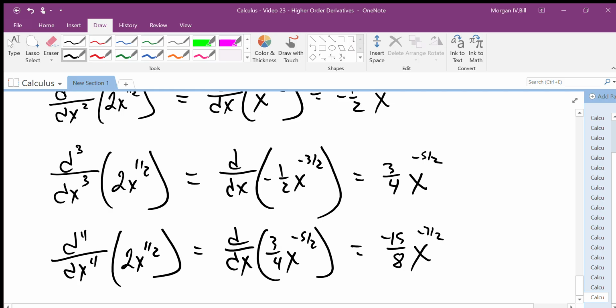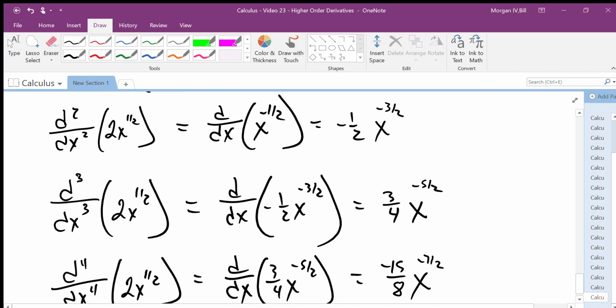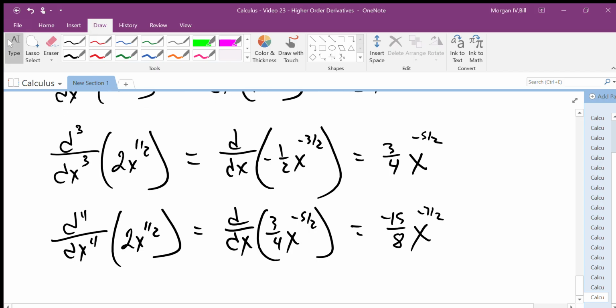One of the patterns is, and this one should be recognizable, we're subtracting 1 in the exponent every time. 1/2, negative 1/2, negative 3/2, negative 5/2, negative 7/2, negative 9/2, negative 11/2, negative 13/2, negative 15/2, right? It's going to keep going.